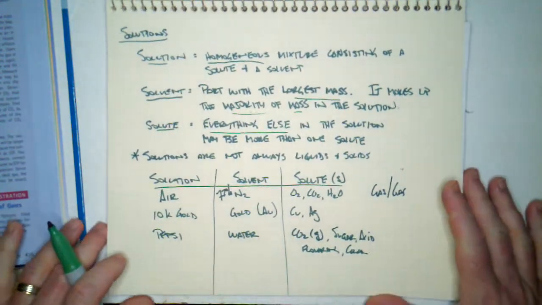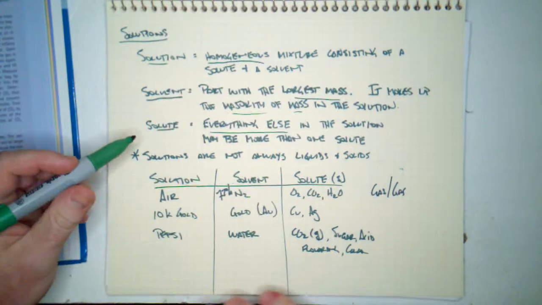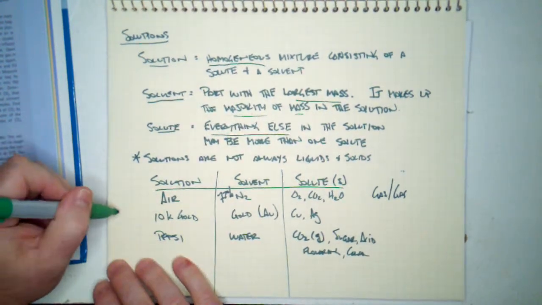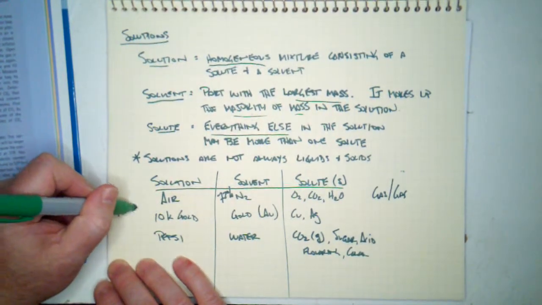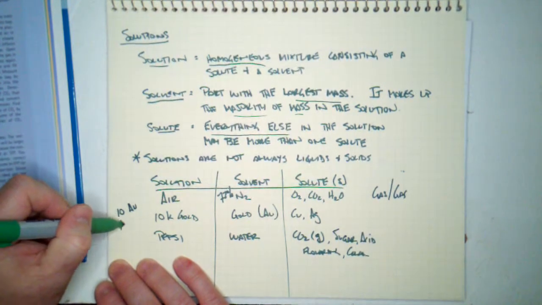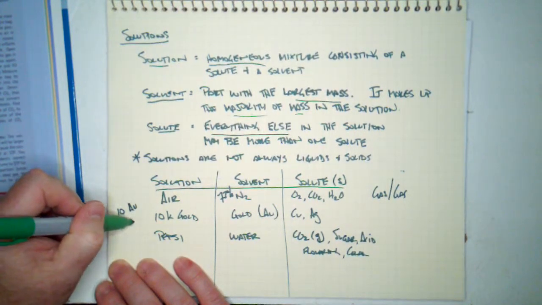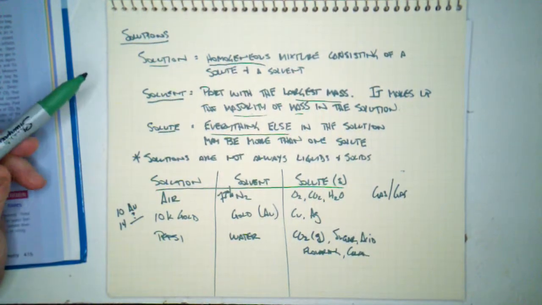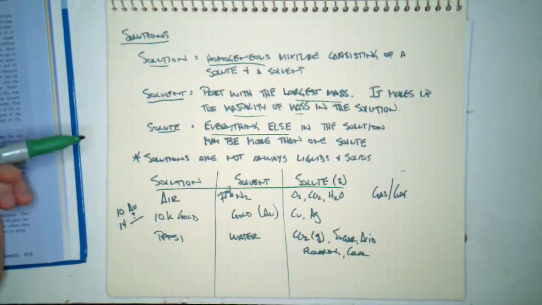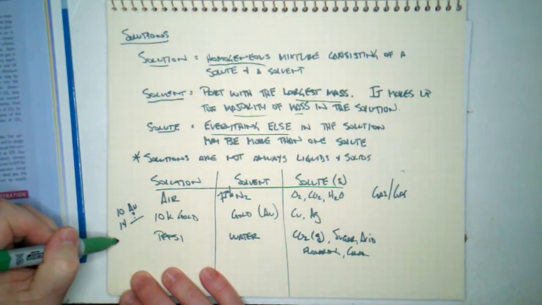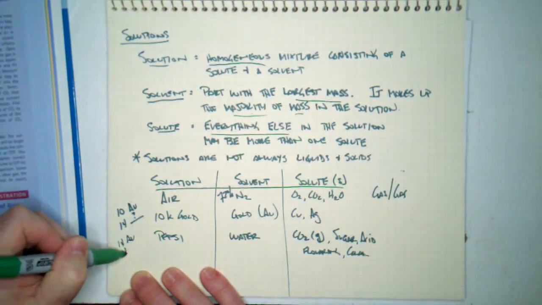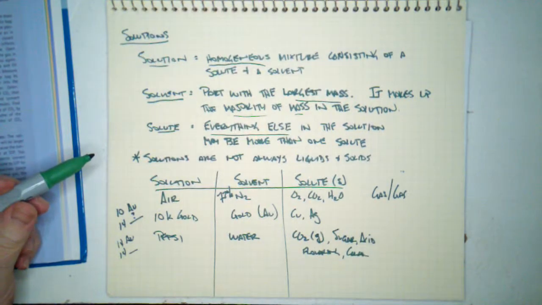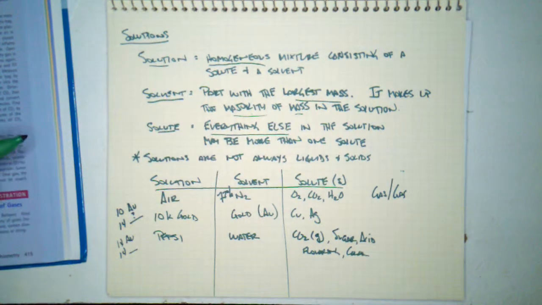Ten-karat gold. What this means is 10-karat gold means that we have 10 parts gold and 14 parts of something else. So it's not really a percentage, but 24 parts gold out of 24 parts would be pure gold. So that's what the karat thing means. 14 karat gold means it's 14 parts gold and 10 parts something else. So that means that 14 karat gold is about 58% gold.